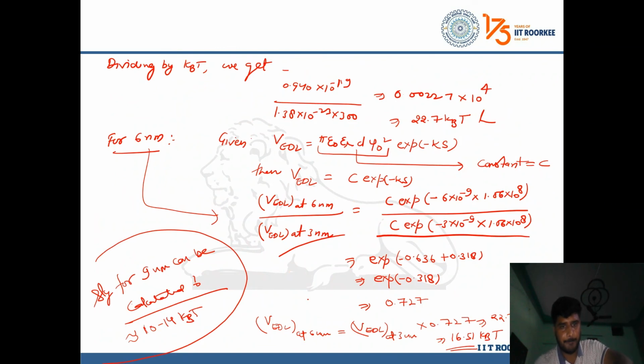But you have to calculate the potential value in terms of kBT, so you have to simply divide the resultant by kBT, that is the value of the Boltzmann constant, 1.38 into 10 raised to minus 23, and the temperature that is already given in the question.